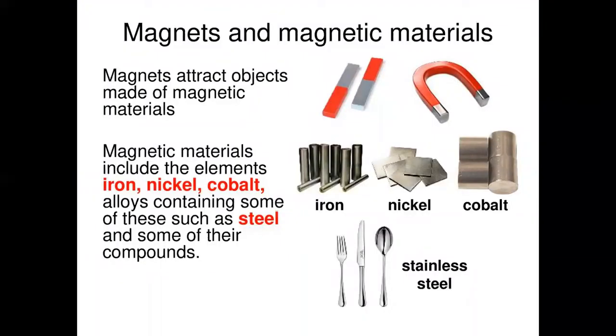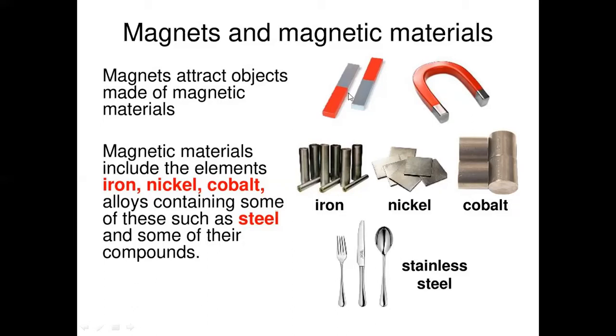Magnets attract magnetic materials. And we know that the examples of magnetic materials are iron, nickel, cobalt, and stainless steel. So a magnetic substance is a substance which is attracted by the magnet, and the examples are iron, nickel, cobalt, and stainless steel. Stainless steel is a compound of some other materials that must contain iron, nickel, and cobalt also. And here I show two magnets, this is a bar magnet, and this is a U-shaped magnet.